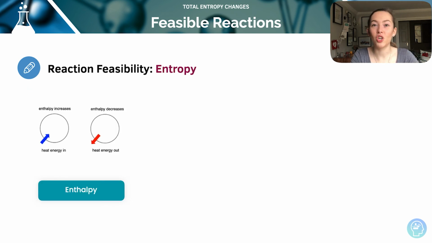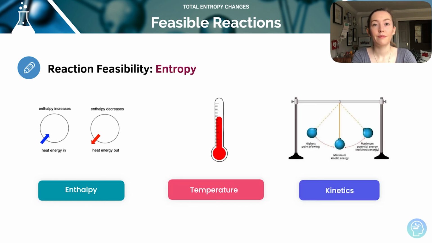Total entropy change takes into account the role played by enthalpy, by temperature, and also kinetics, and all these come together to determine whether a reaction occurs or not. If any of these factors change, so will the overall entropy value, and hence the feasibility of the reaction. Let's have a look at an example question.